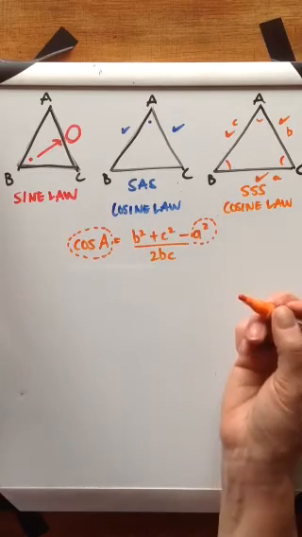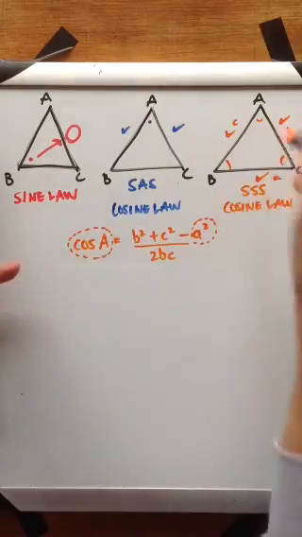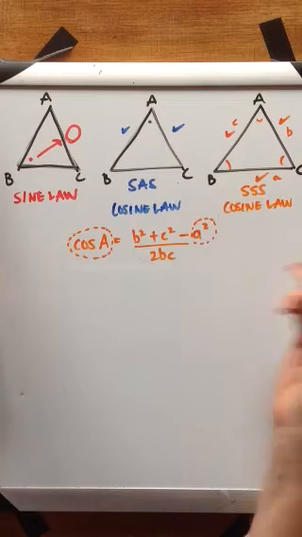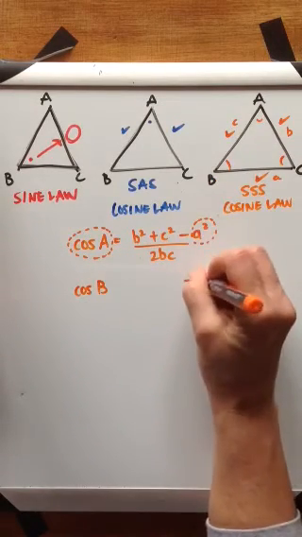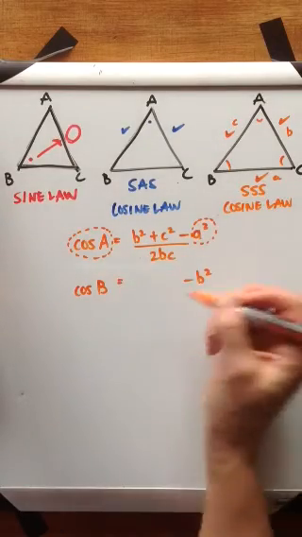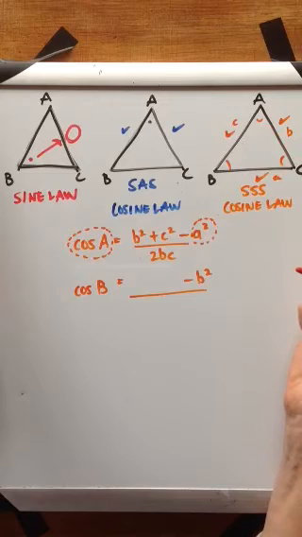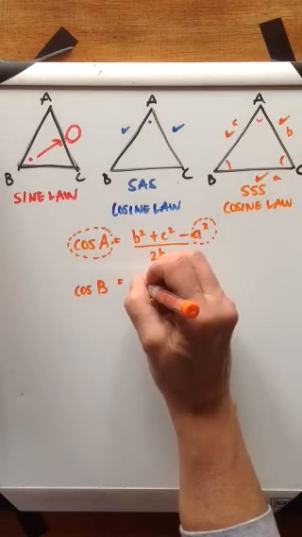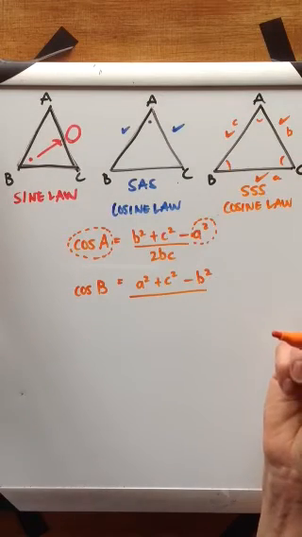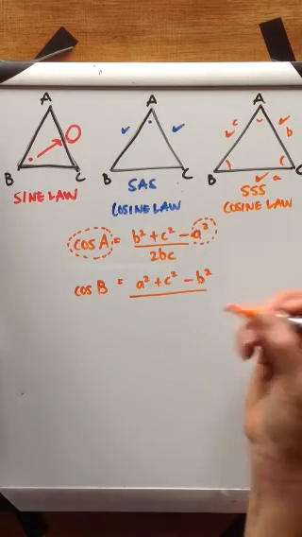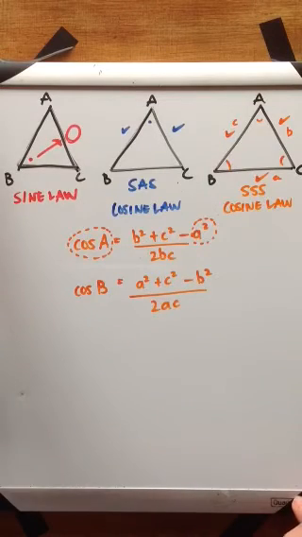So in a similar fashion, we could come up with the cosine law version where we're solving for an angle given three sides for any of the other two remaining angles. We could also do cosine b. We can have minus b squared over here. And then we'll fill in the missing blanks with the remaining two sides. So the remaining two sides would be a and c. It doesn't matter what order you put their squared values in when you're adding them together. I'll put it alphabetically just for fun. And 2ac would go on the bottom here.